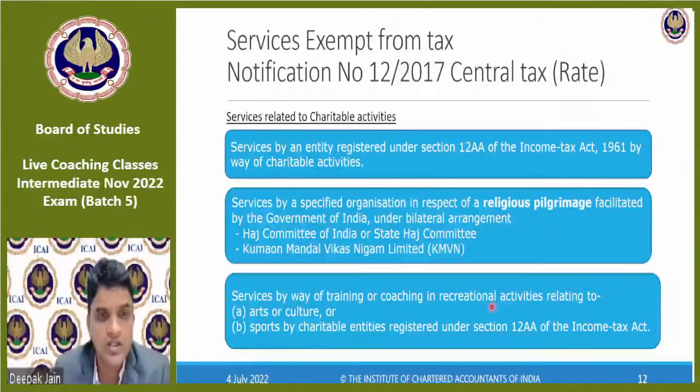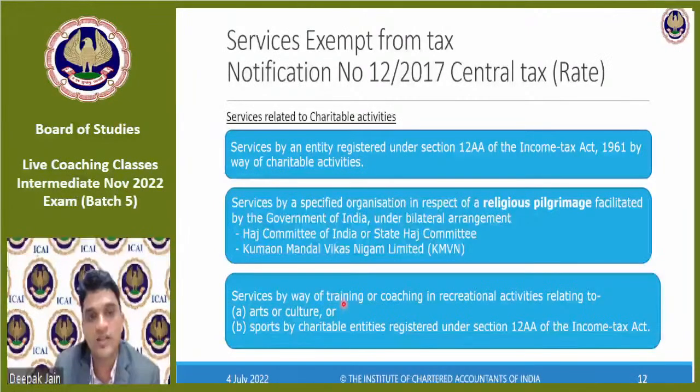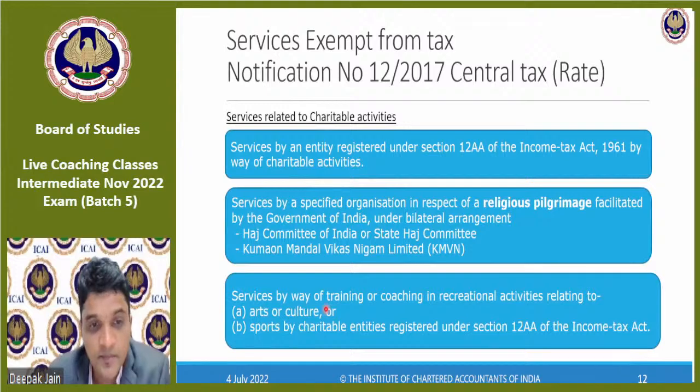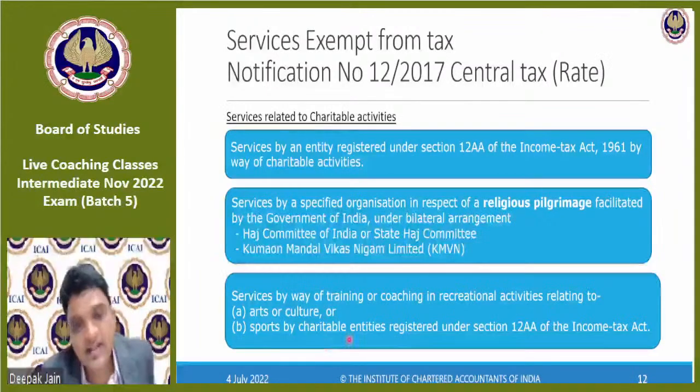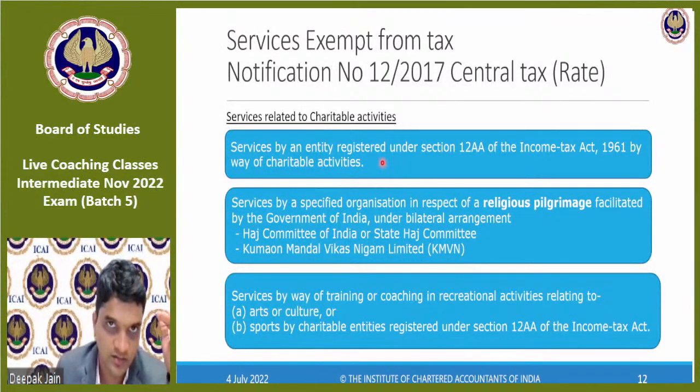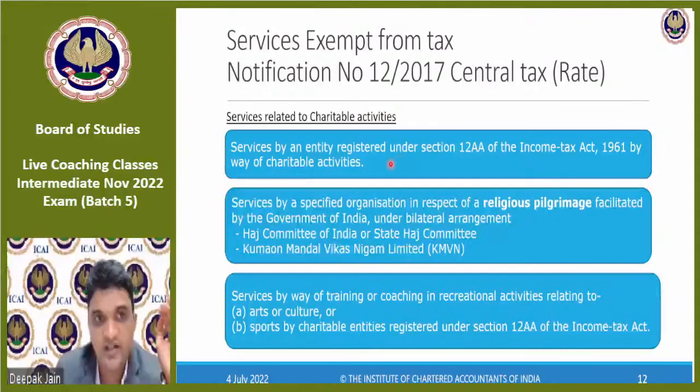So if the organization is providing training or coaching in arts or culture, now this is not an activity which is provided only by a charitable organization. It could be provided by anybody, because this was the main entry which was covered. Why I've included this is, here it says sports by charitable entities registered under 12AA. So 12AA exemption for charitable organizations is covered under various headings. First is this heading, which covers most of the exemptions. Then services by way of training and coaching in recreational activities.